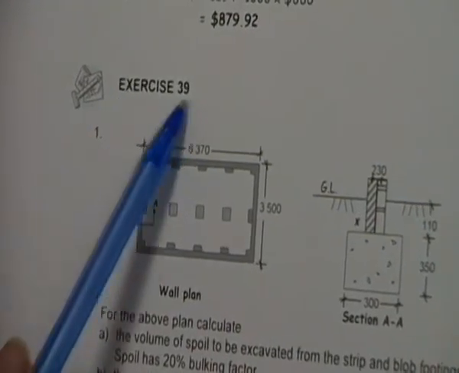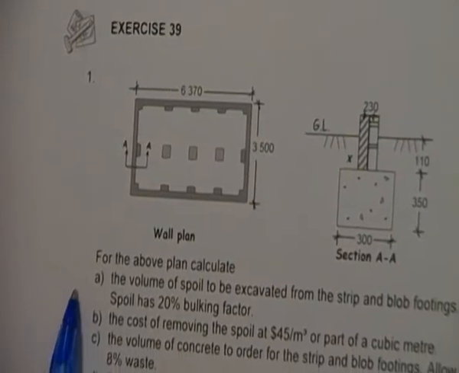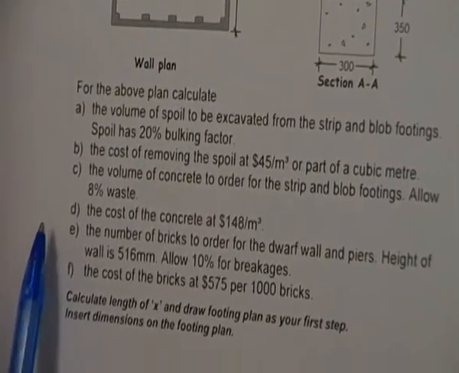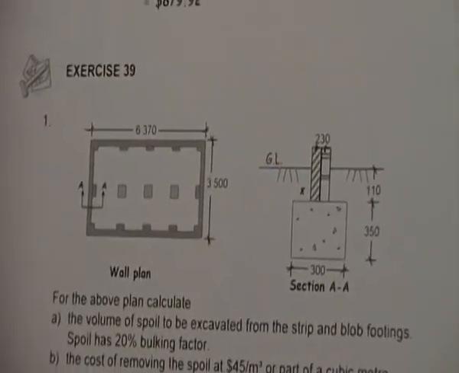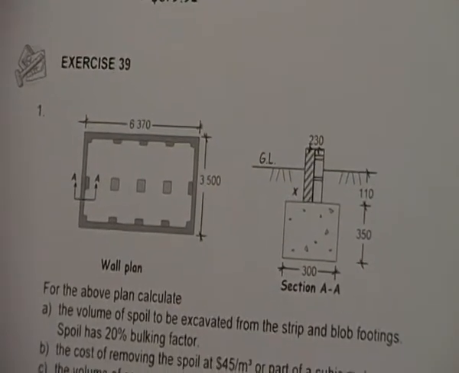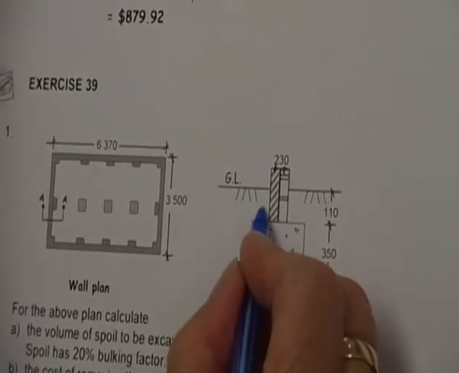So we're doing exercise 39. We're going to be calculating spoil, concrete, and the number of bricks needed for a job. So we're combining the work we've done in previous classes. Okay, so the first thing we've got to look at is we need to work out our X factor.